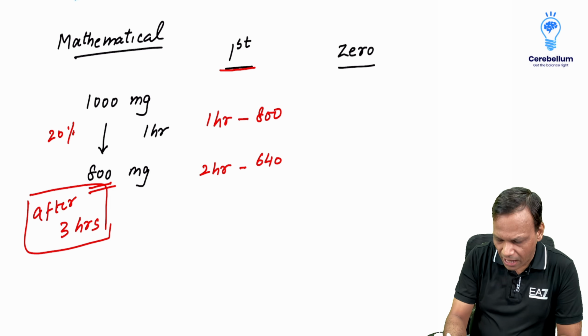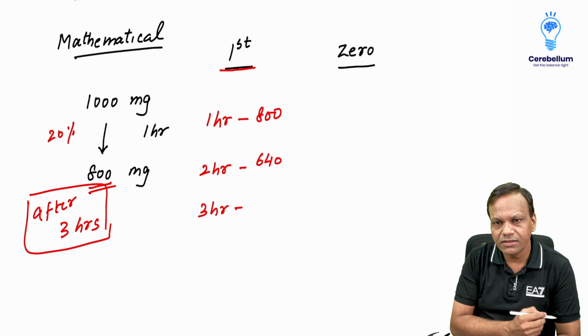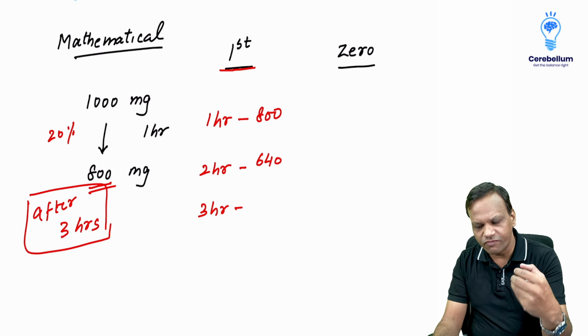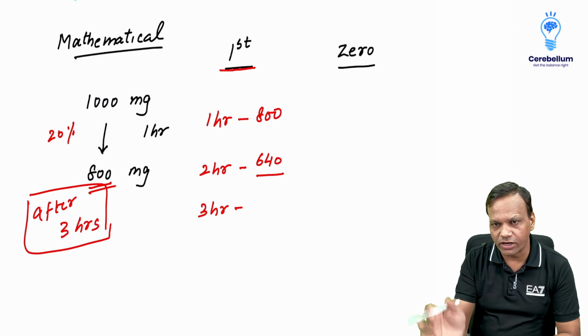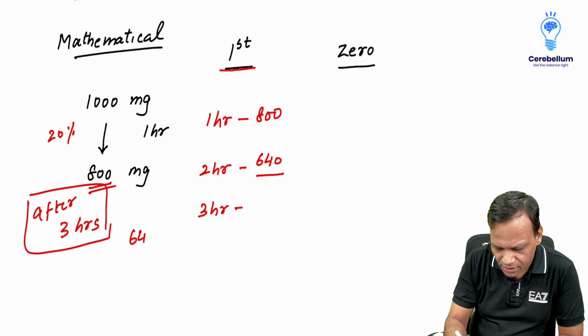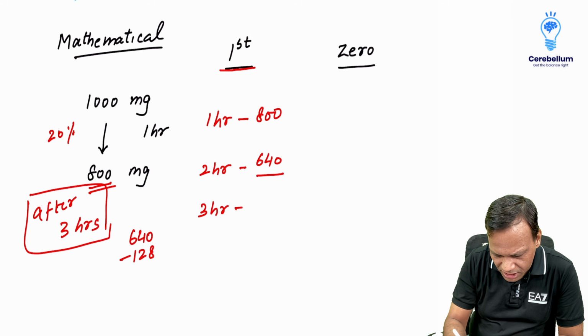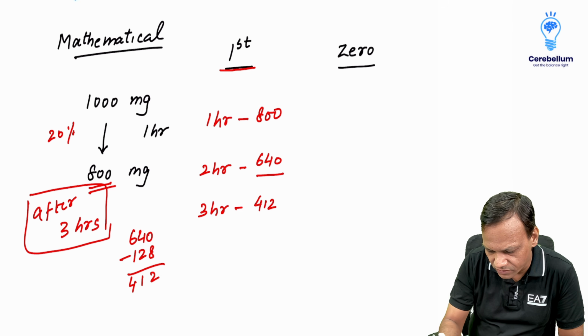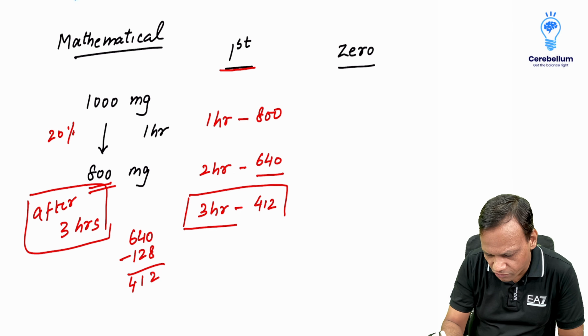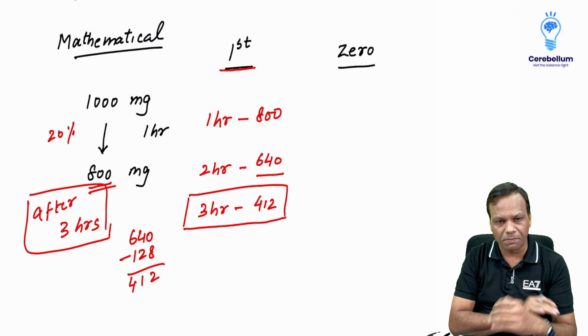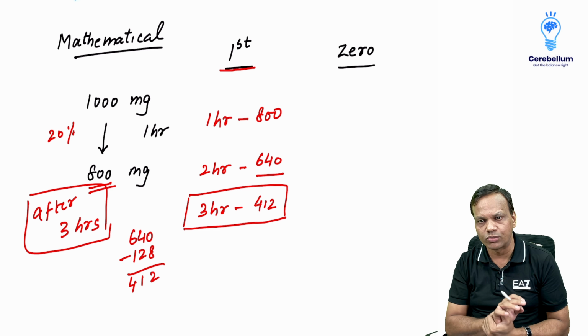Then after 3 hours, what will be there? 20% of this will be removed. So 20% of 640 is 128. Remaining will be 640 minus 128, so it will be 512. You understand? So if it is following first order kinetics, it is the percentage which is removed per unit time.